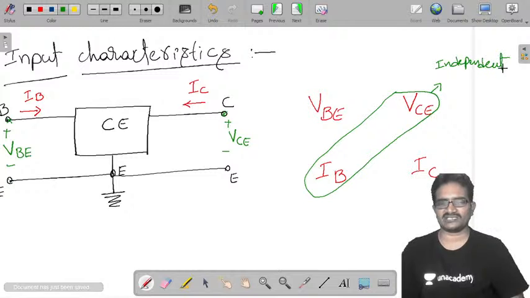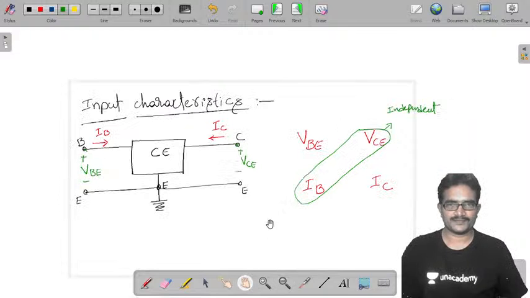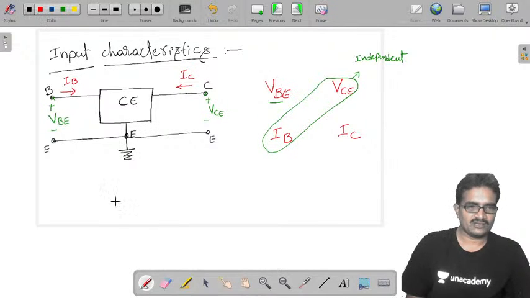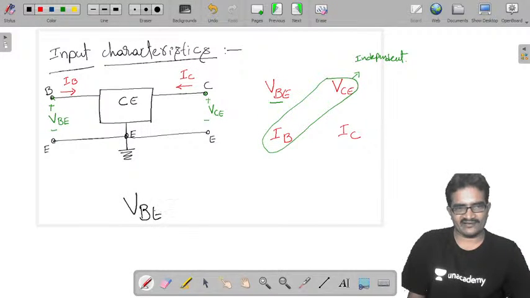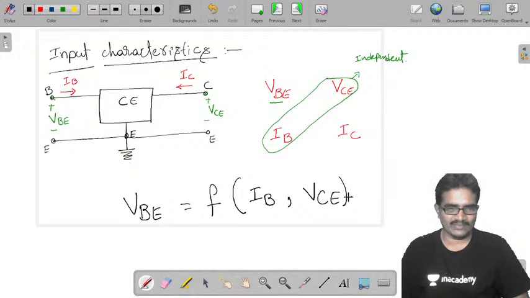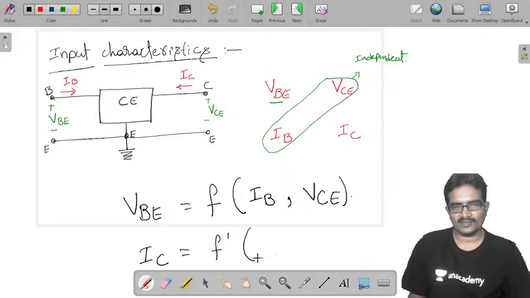You may ask one thing, sir, what is the meaning of independent? Now onwards, at input side we have VBE. So VBE is a function of these 2 independent parameters, input current IB as well as output voltage VCE. Similarly, output current IC is also a function of the same parameters, input current IB and output voltage VCE.